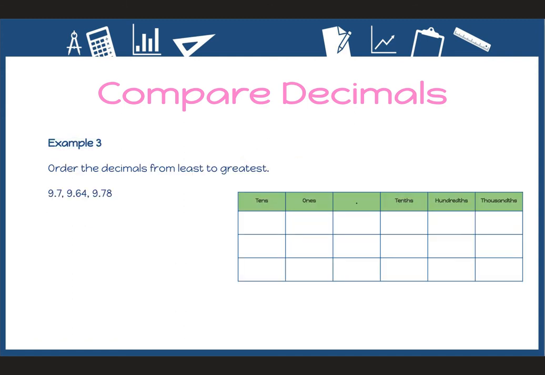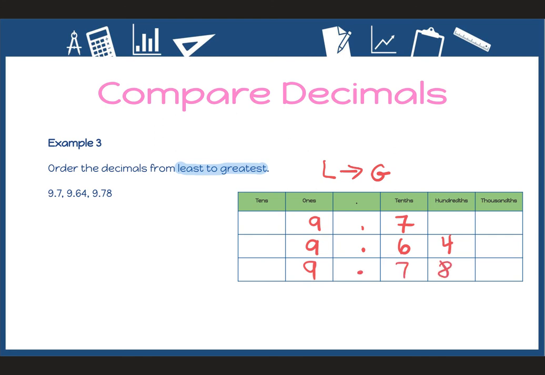Now we would like to order these decimals from least to greatest. I want you to pay attention, this is the very important part of the directions: least to greatest. If you like, you can write it like this, least to greatest, to remind you that we're arranging them from least to greatest. So we're going to put the first number, 9.7 or 7 tenths, 9 and 64 hundredths, and then we have 9 and 78 hundredths.